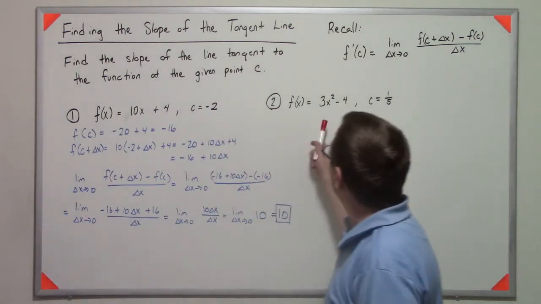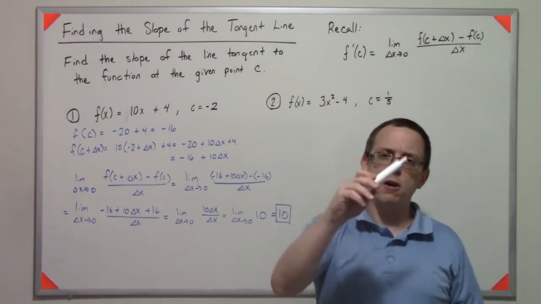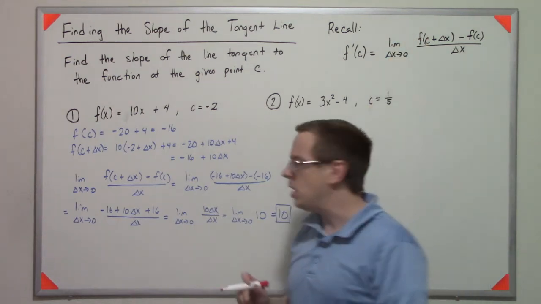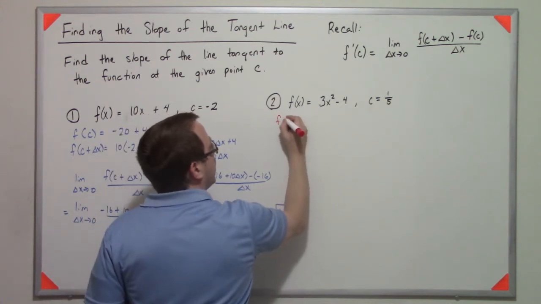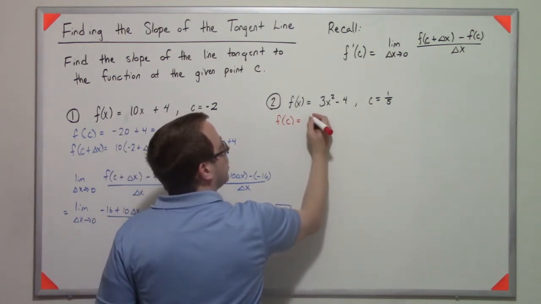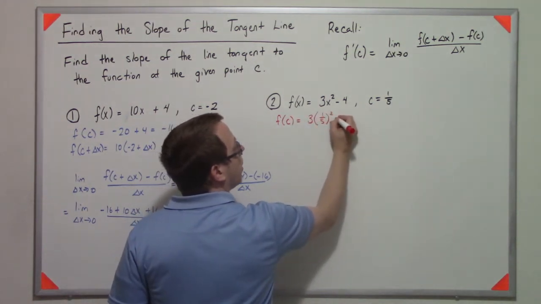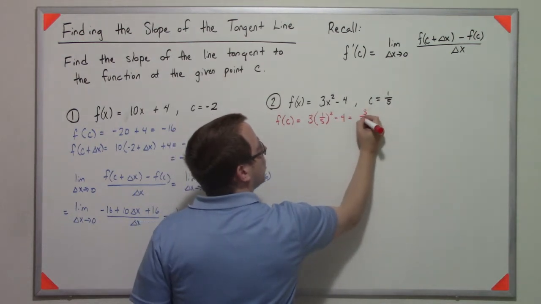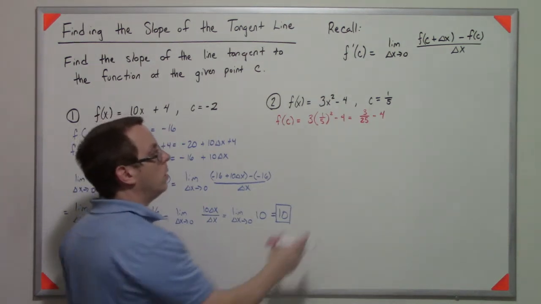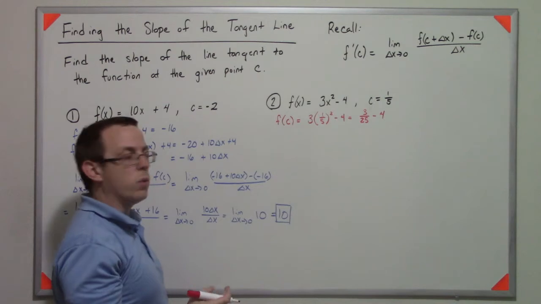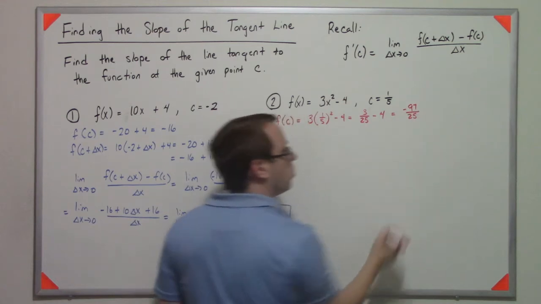But that's not true for this function. This is a quadratic function. It's going to be a parabola. So where it strikes matters. Anyway, let's solve using this. We need to find f of c. So that's 3 times 1/5 squared minus 4. 3 25ths minus 4. Well, that's 100 25ths, so we end up with negative 97 25ths.